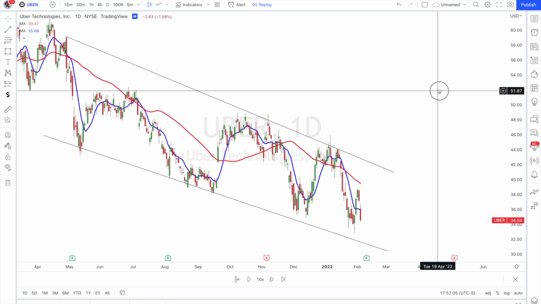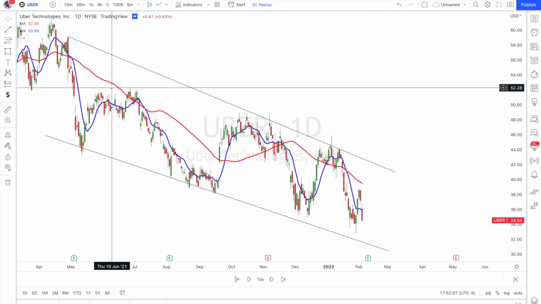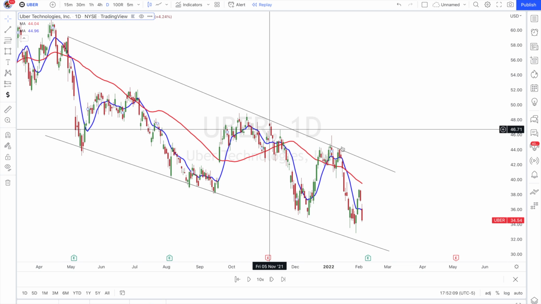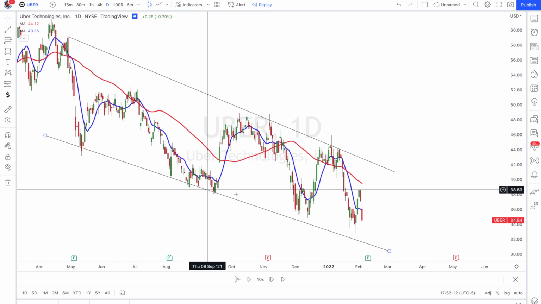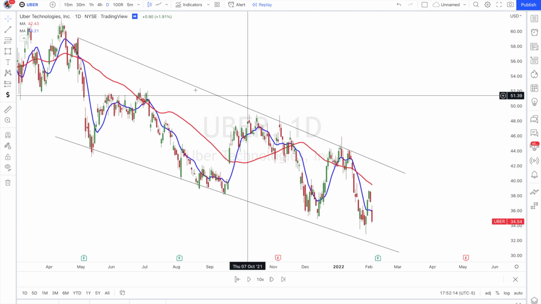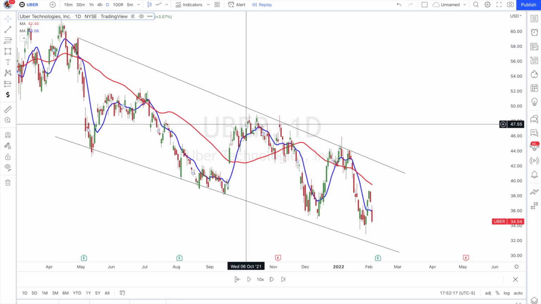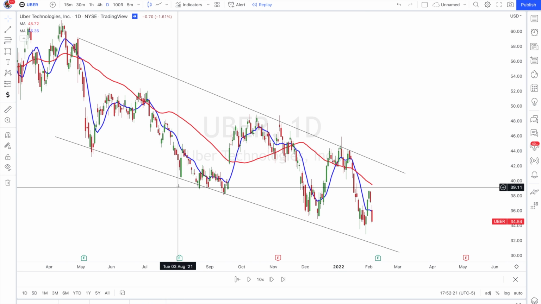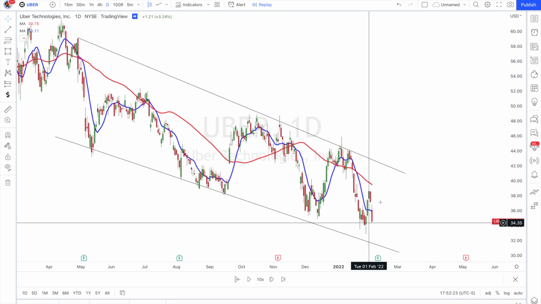Again, how can we validate that this is a proper downtrend? We have our lower highs being created and we have our lower lows being created. You can also call these our swing highs and you can call these our swing lows.